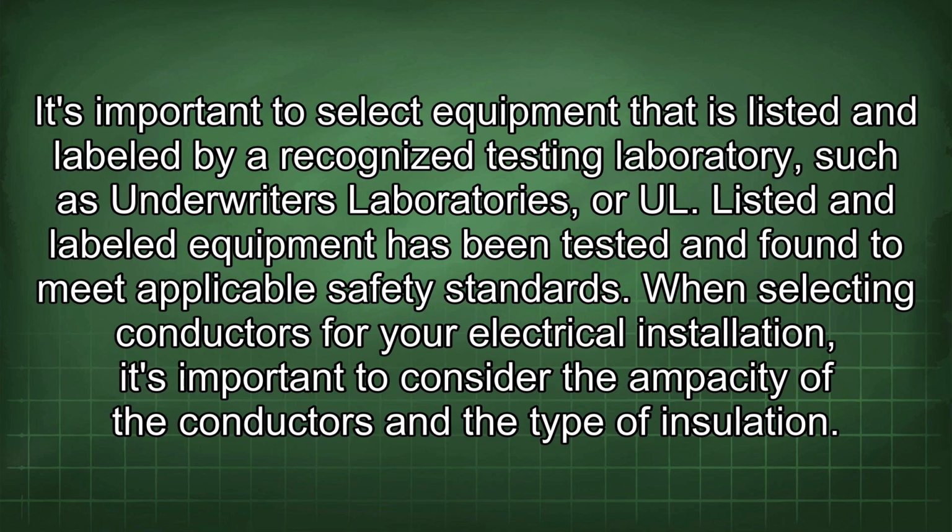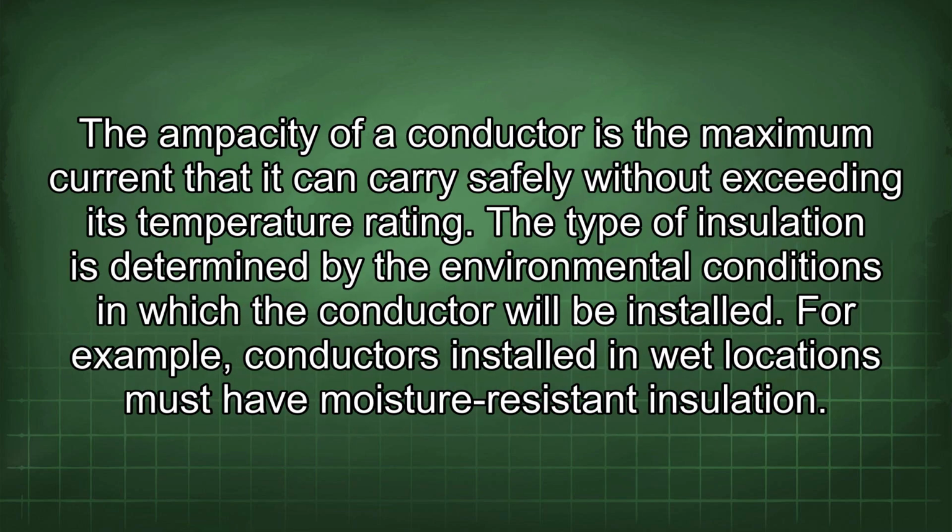It's important to select equipment that is listed and labeled by a recognized testing laboratory such as Underwriters Laboratories or UL. Listed and labeled equipment has been tested and found to meet applicable safety standards. When selecting conductors for your electrical installation, it's important to consider the ampacity of the conductors and the type of insulation. The ampacity of a conductor is the maximum current that it can carry safely without exceeding its temperature rating. The type of insulation is determined by the environmental conditions in which the conductor will be installed. For example, conductors installed in wet locations must have moisture-resistant insulation.